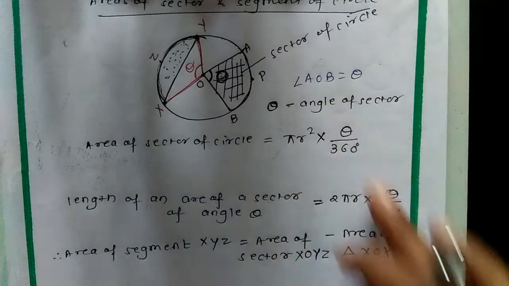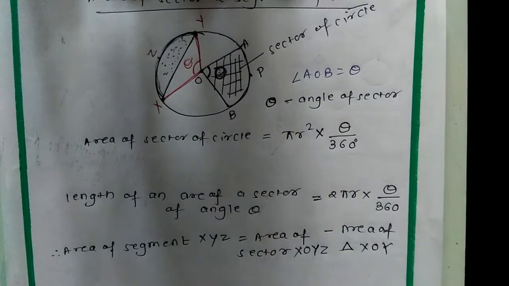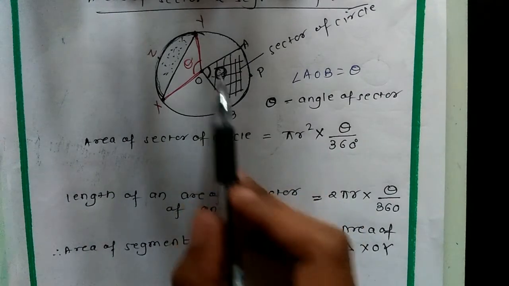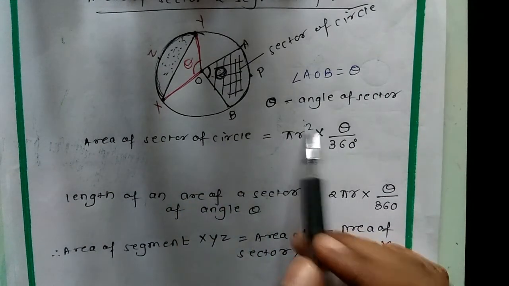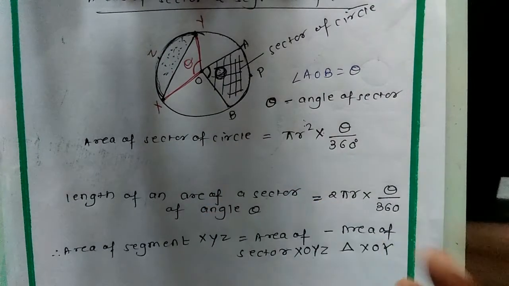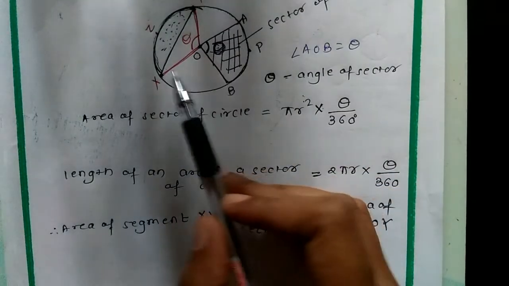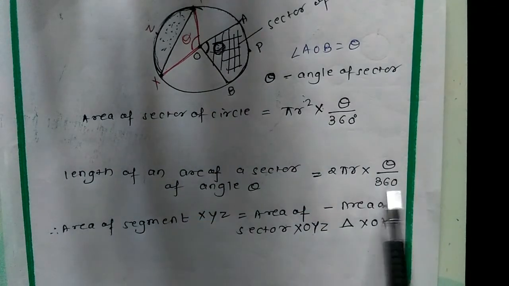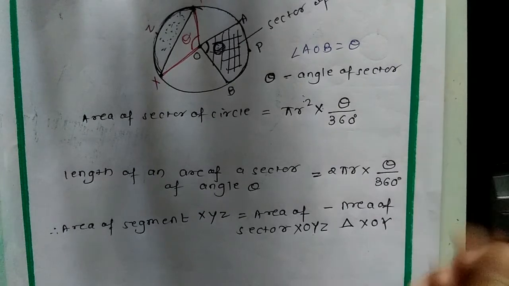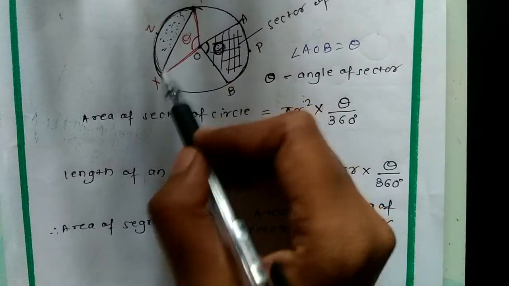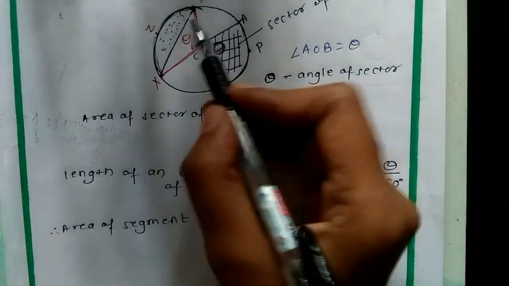So these three formulas you have to remember, but basically you have to remember these two formulas. There's a slight difference. Area of sector is a part of the circle, so pi r square into theta out of 360 degrees, where theta is the angle of the sector. Length of arc is a part of the perimeter, so write the perimeter formula into theta out of 360. Next, area of segment: from the sector area, subtract the corresponding triangle area, and you will get the area of segment. So I hope you understood this.